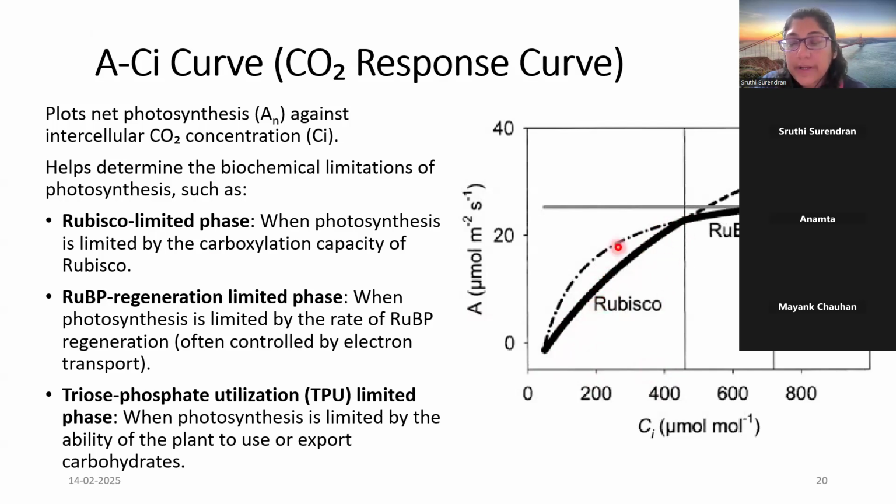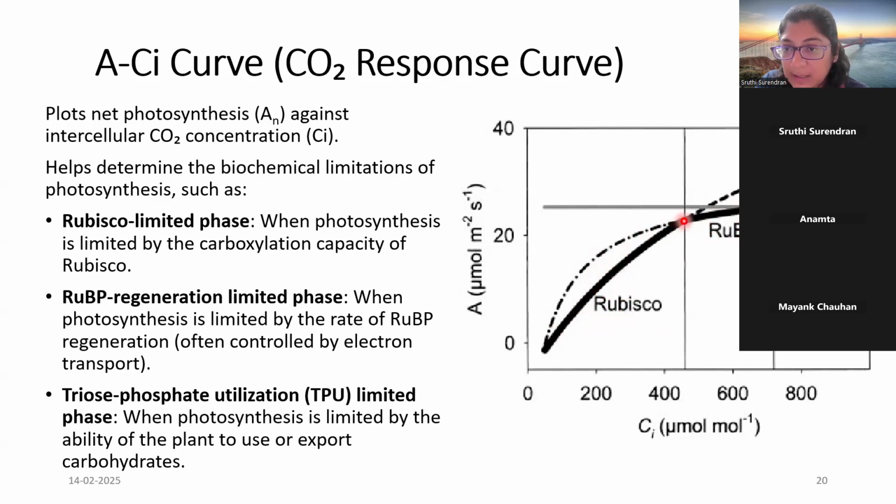Now, there is a point in the curve where it transitions from a steady increase in photosynthetic rate with changing Ci value to a point where it does not increase that much. So the slope drastically reduces. This transition space is called the RuBP regeneration limited phase. In the first phase, Rubisco is the governing factor, so the activity of Rubisco defines the photosynthetic rate in that region.